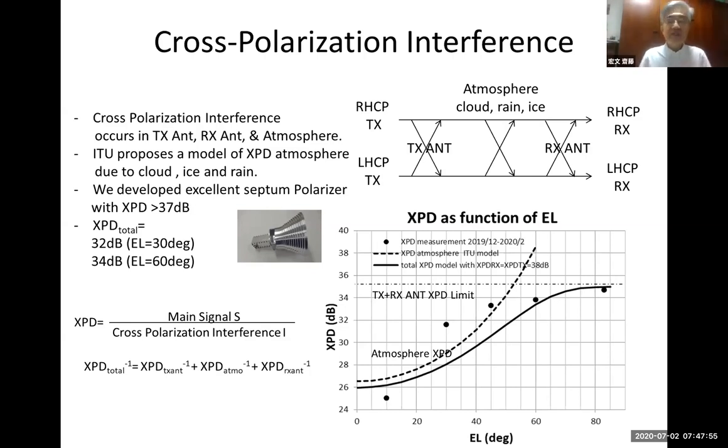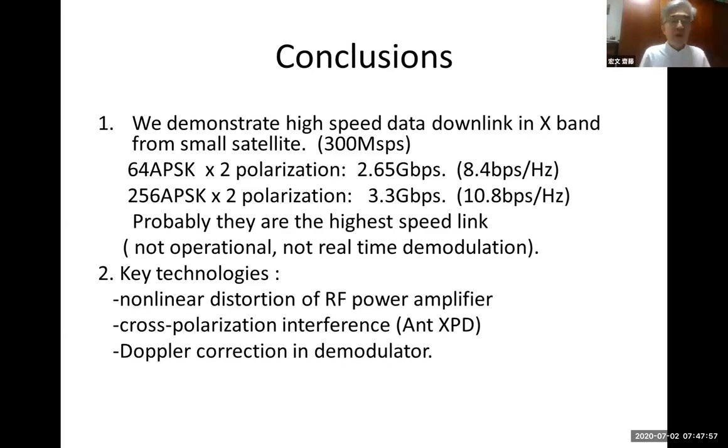And this slide shows a conclusion. We demonstrated high-speed data downlink in X-band from a small satellite. The symbol rate is 300 megasymbols per second, with 64 APSK times 2 polarizations. The data rate is 2.65 gigabps and the frequency utilization efficiency is 8.4 bit per second per hertz. This is quite a high value.